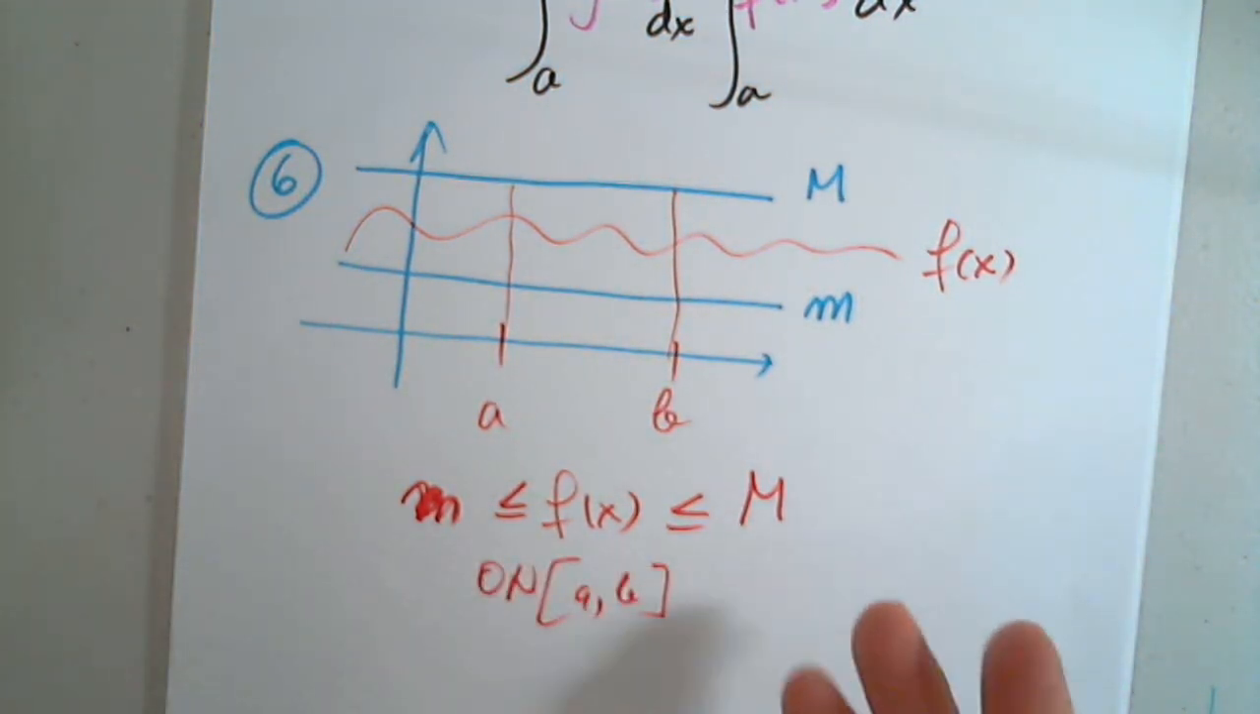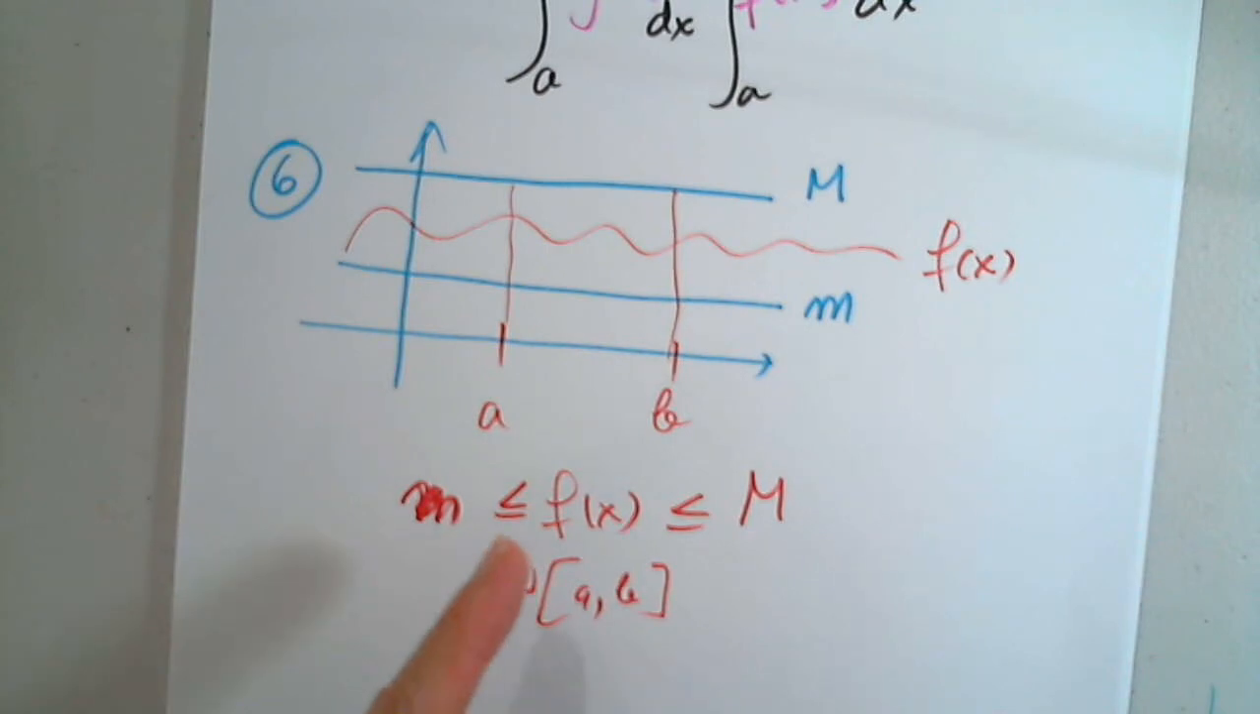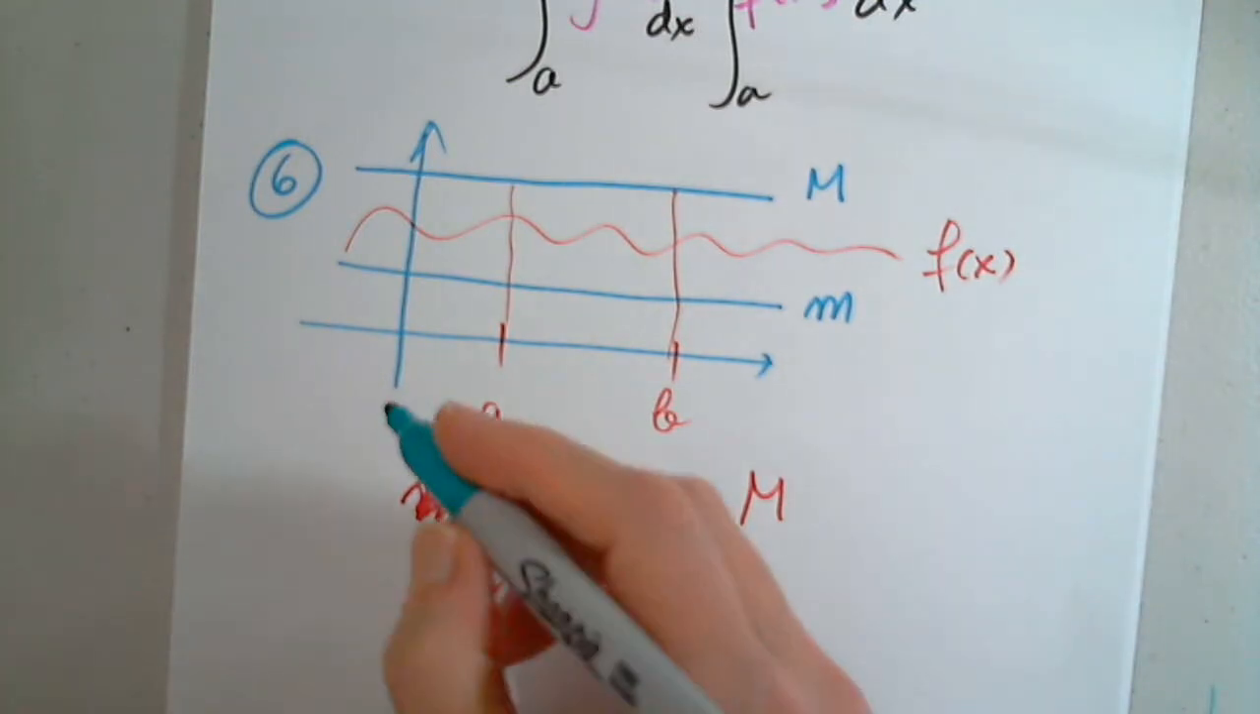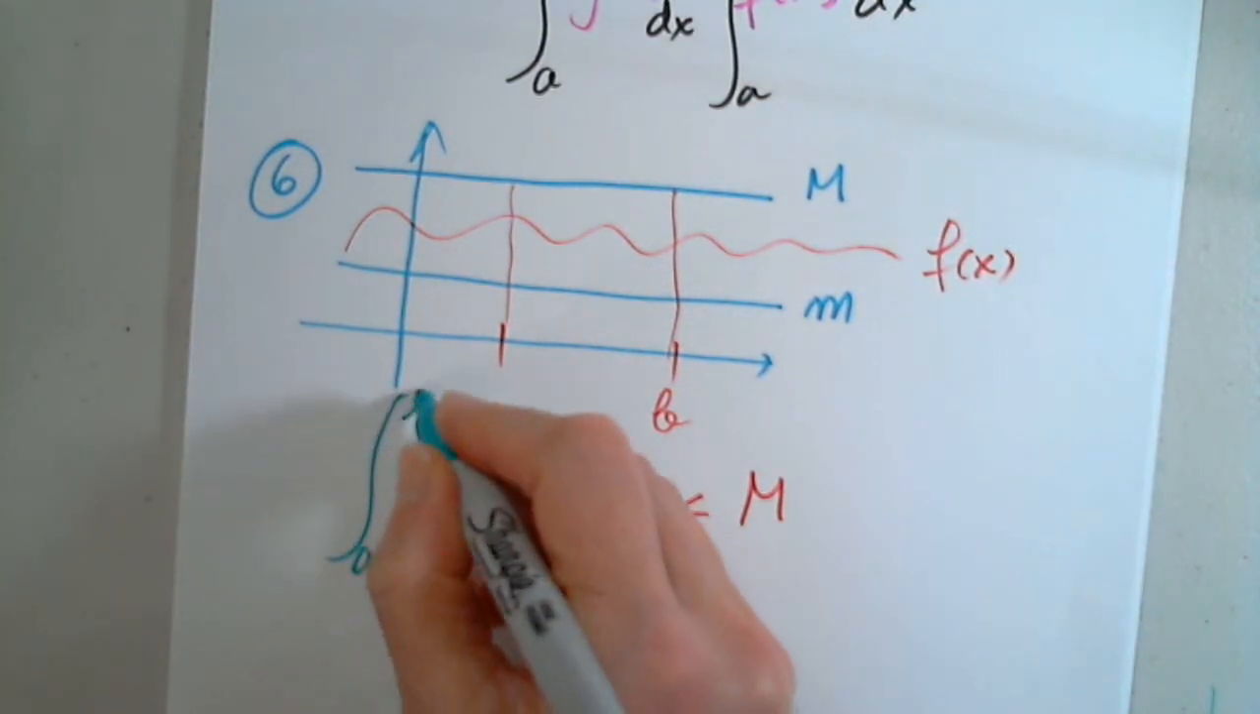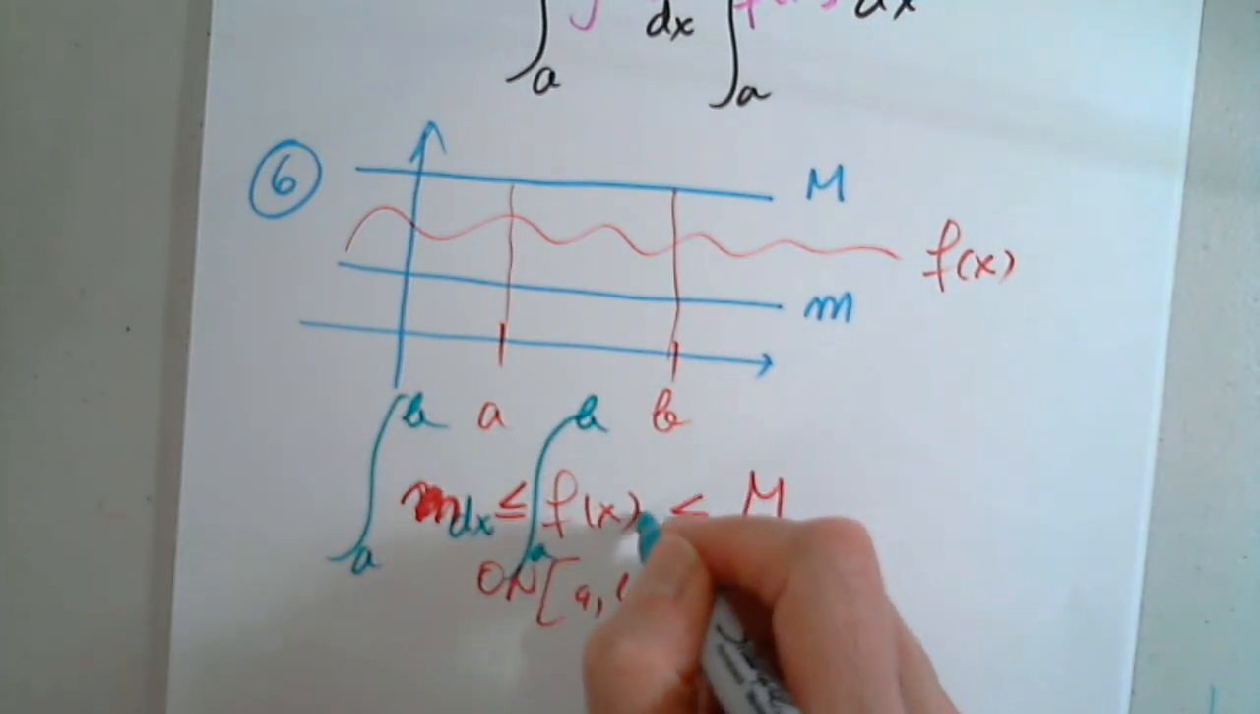So then what do you think I'm going to do? A wild guess. What do you think I'm going to do to all three sides of this compound inequality? What do you think? Well, it's all about areas, right? Yeah, I was going to say that. Thank you so much.